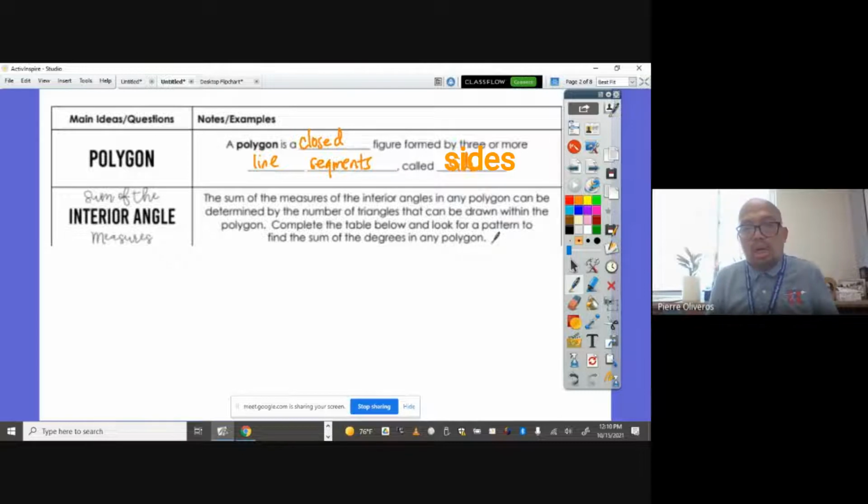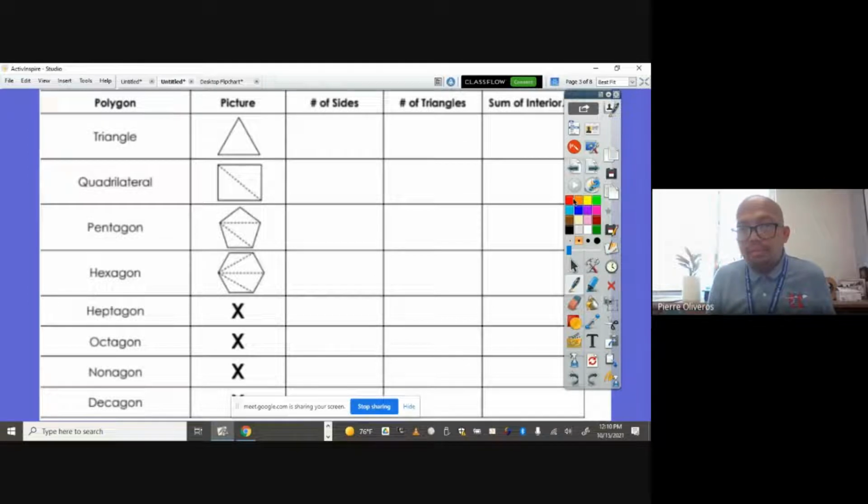What do we know about a triangle? A triangle has 180 degrees. Remember that. Let's complete the table and look at the pattern to find the sum of the degrees of any polygon. If I have a triangle here, the number of sides is 3, but I can only draw one triangle. The sum of this one is equal to 180.